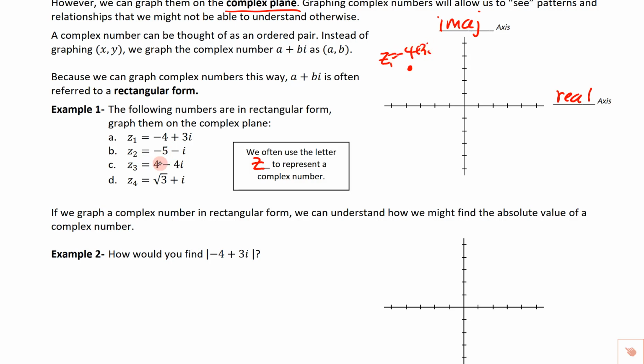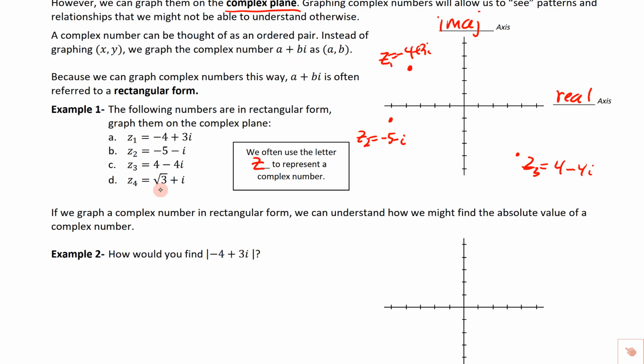And then we've got z2 is at negative 5, negative i, so we'd be right here. So z2 is negative 5, negative i. And then z3 is at 4, negative 4i, so 4 and then negative 4, so that's z3. That's what's represented by that point on this complex plane.